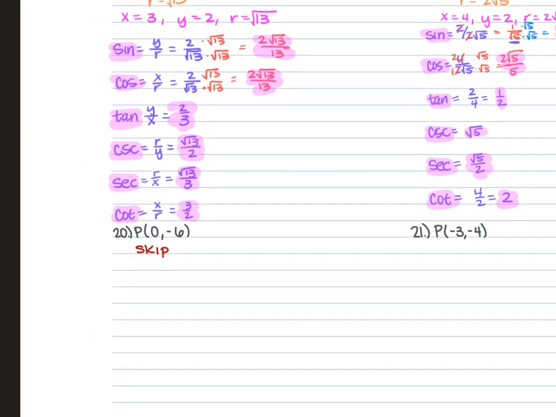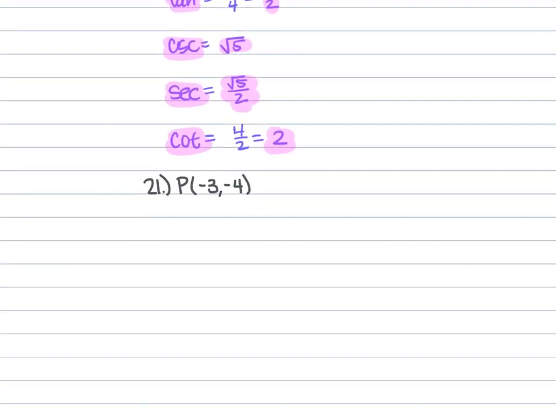For 20, we're skipping because our a there is 0. And whenever you have something where our x is 0, whenever you have something that deals with that x in the denominator, it's going to be undefined. If it's in the numerator, it's just going to give you 0. Okay, so we're going to move to 21.